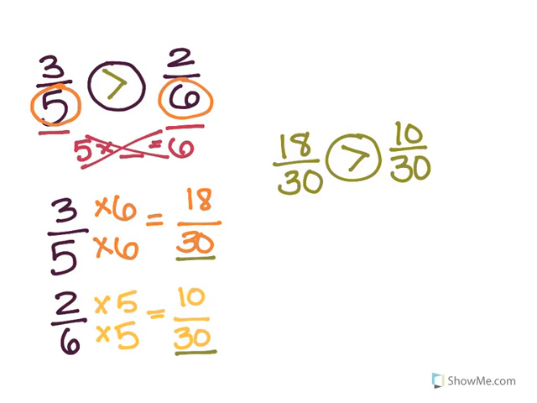So unlike strategy number 1, I'm not multiplying one denominator to get to the other. I'm multiplying the denominators by each other to create a product that is the same. So there they'll be equal to each other. Okay, so let's try another one.